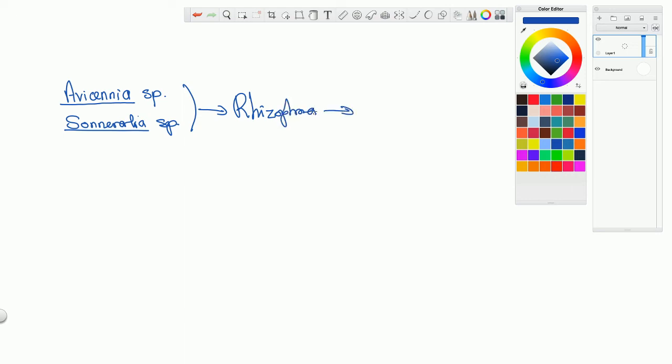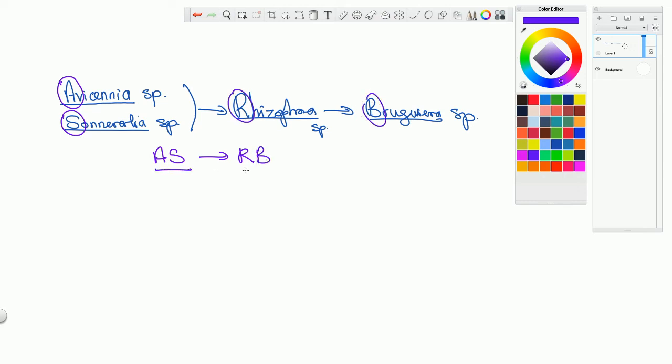And then by Rhizophora, sorry, SP, also a species. And then by the Bruguiera species. Okay, so from here, how to memorize the sequence? I memorize the Avicennia, Sonneratia, I put AS. And then by Rhizophora, the R, and then by the B is the Bruguiera. So I memorize AS and then RB.